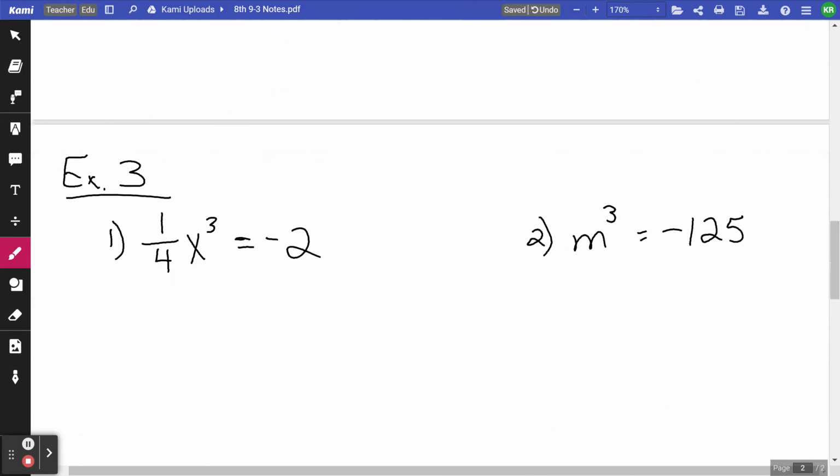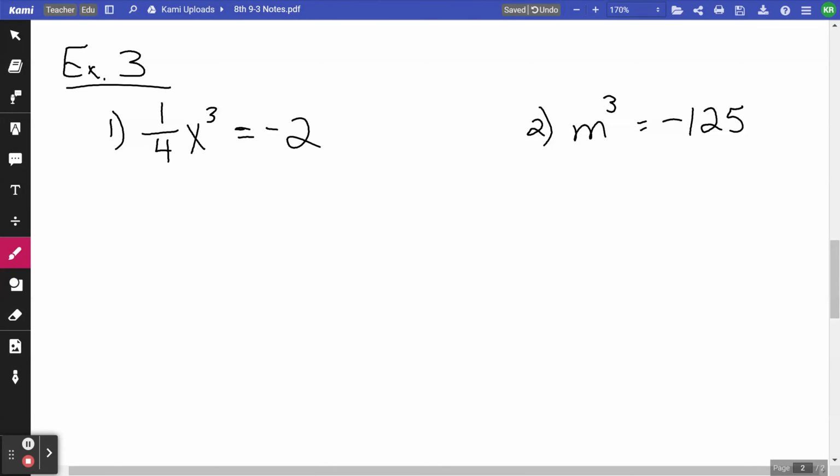Moving on. Sometimes we have to solve actual equations with this. So we solve it the same way you would solve other things, right? We want to get x by itself. So the first thing we're going to do is divide by 1/4. Divide by 1/4. So that gives us x cubed over here. Negative 2 divided by 1/4 is going to be negative 2 times 4. So that's going to be negative 8.